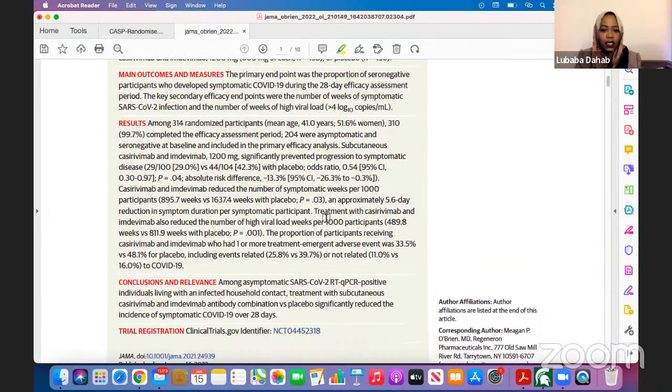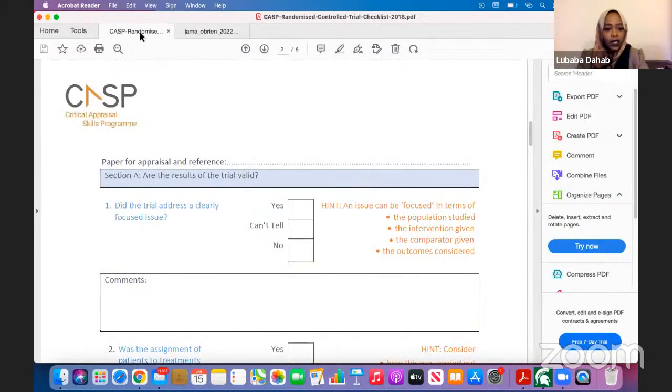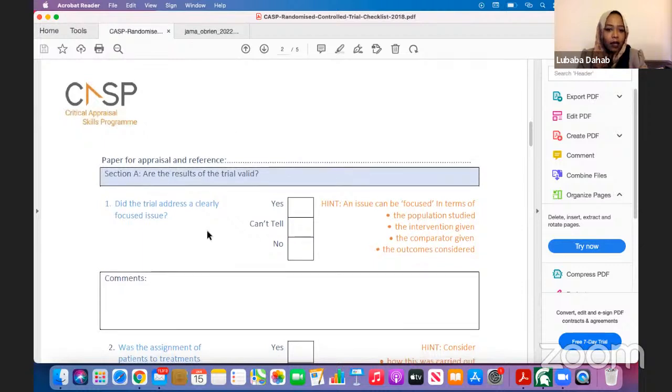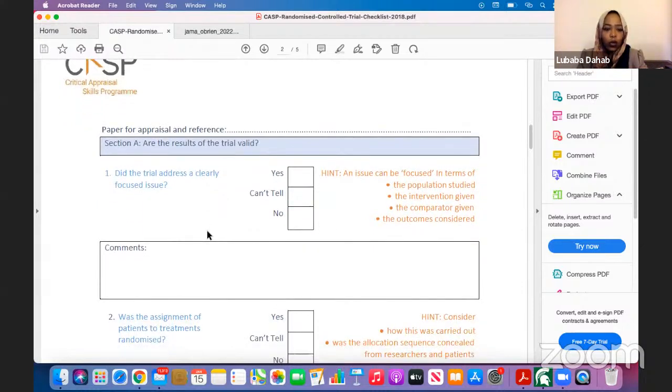Over here, they mentioned details about the results, confidence intervals and p-values, to the extent that we can evaluate and see if this is relevant and applicable in the situation. So the first question is, usually the focus is on what we call PICO: did the trial address a clearly focused issue? PICO is an abbreviation for the population, the intervention, the outcome, and the comparator, which in this case is the placebo group.